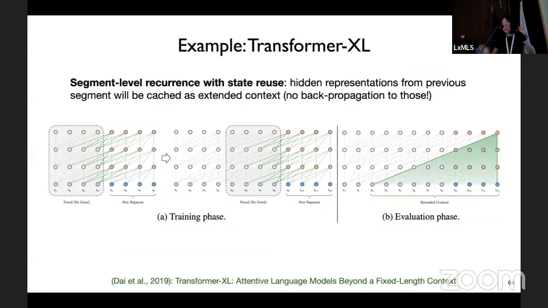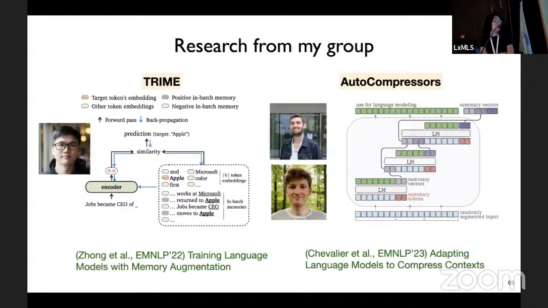I know I go really fast, so I just want to give you some ideas of what people have been doing. Also, just a quick plug here. My group has been doing quite a lot of model architecture exploration for long context language modeling. In EMNLP 2022, we had this paper, training language models with memory augmentation. The idea is to put the representations from the previous long context in a data store, and then retrieve the relevant information from the data store to model the long context information.